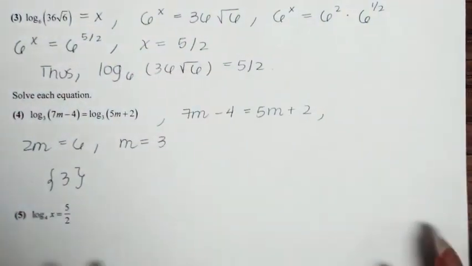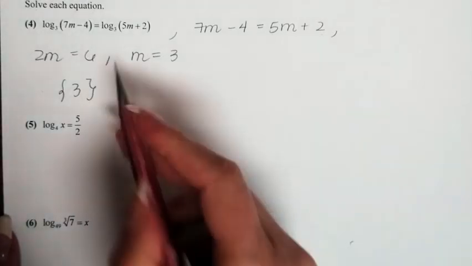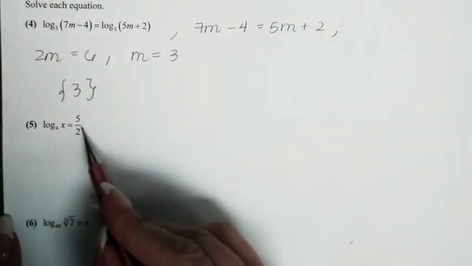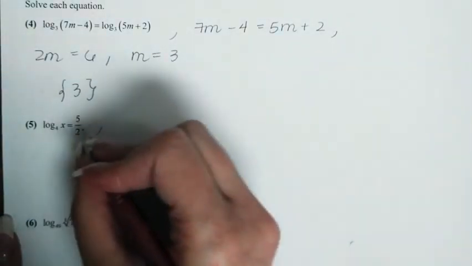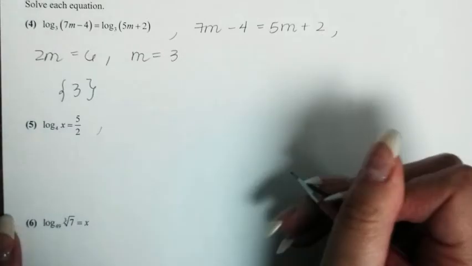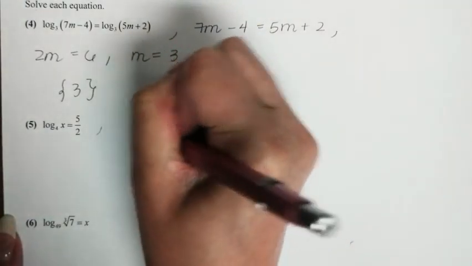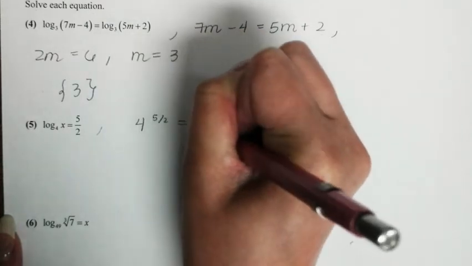So on the next one that you are going to have here, you don't have the same situation. We have log base 4 of x is equal to 5 over 2. So what are we going to do here? You see the logarithmic form. I'm going to pass this into exponential form. So you know that this is going to be 4 to the power of 5 over 2. That's going to be equal to x.